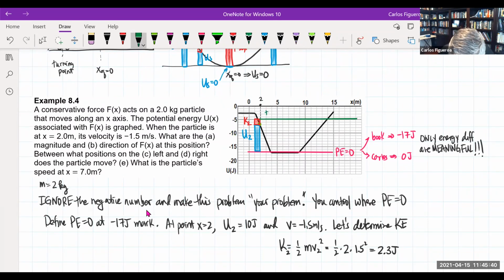This is my total energy. What's my total energy? It's going to be 10 plus 2.3, so it's going to be 12.3 joules. So now, if I look at this picture, what do you think is going to happen?